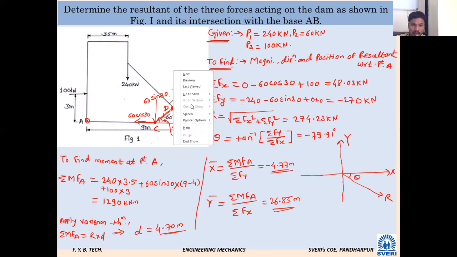Okay, and I remembered, I told you a very important principle, the law of transmissibility of force. At any point, if you are going to shift that force along its line of action, its effect will not change. Remember this, very, very important. That's why I was expecting the answer that we have to extend the 60 kilonewton force and cut it at point B, line AB somewhere. Then we will proceed in that. Okay, understood? Yes, sir.